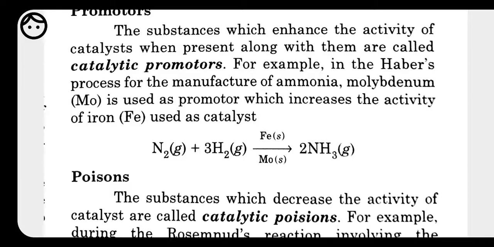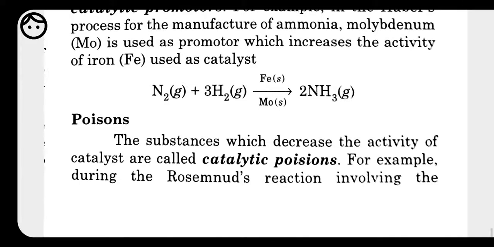So the one which is used to accelerate the reaction faster, increasing the activity, is called a promoter, and a poison is one which decreases the activity of the catalyst. In many reactions we use some type of catalyst, and whether it increases or decreases the reaction depends on whether we use a promoter or a poison. If we use a promoter, it enables the catalyst to increase the rate of reaction. If we use a poison, it makes the catalyst decrease the rate of reaction.